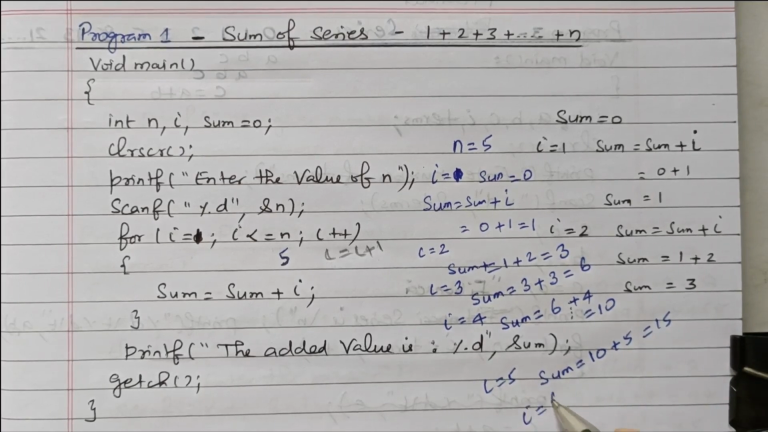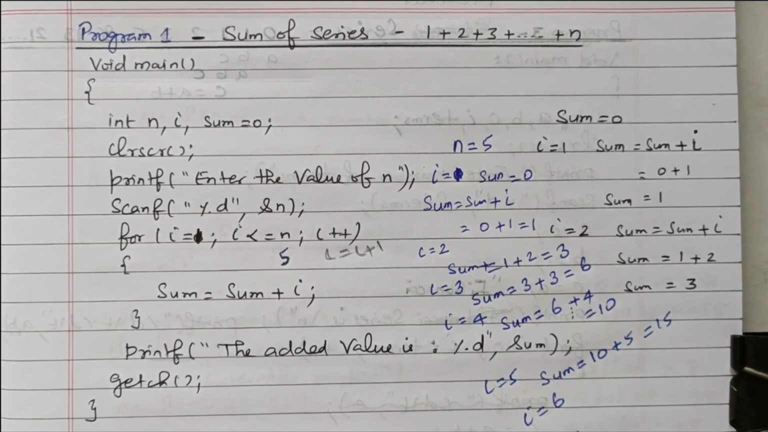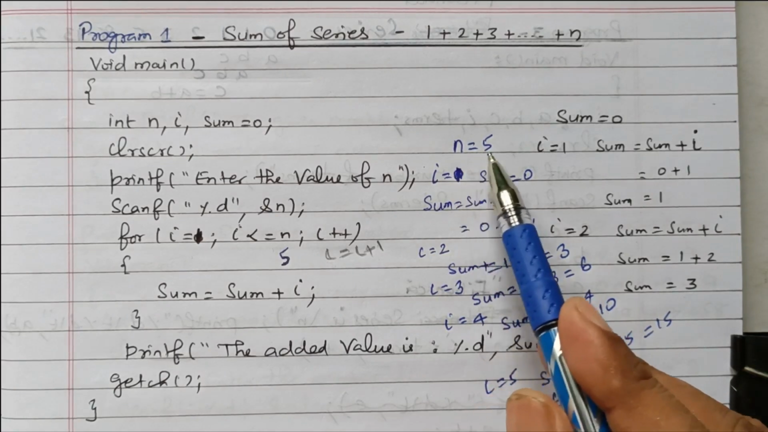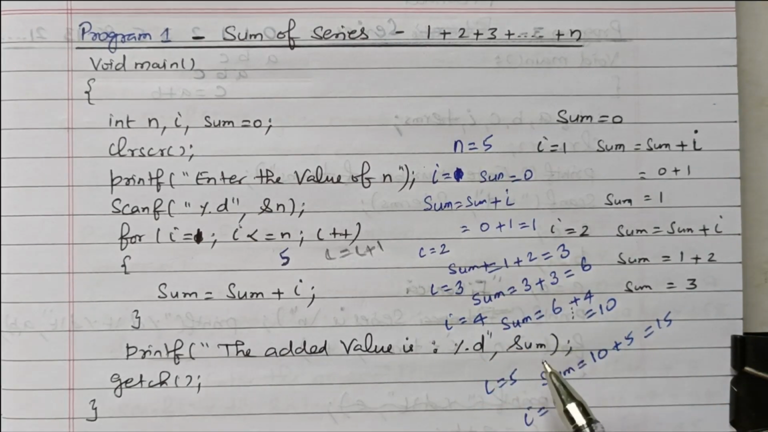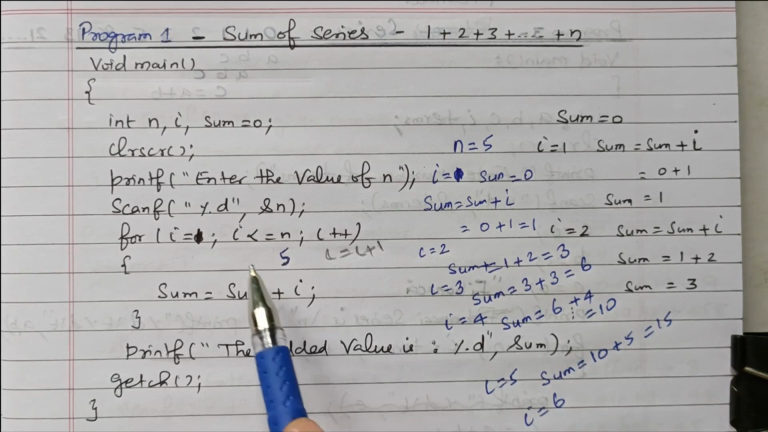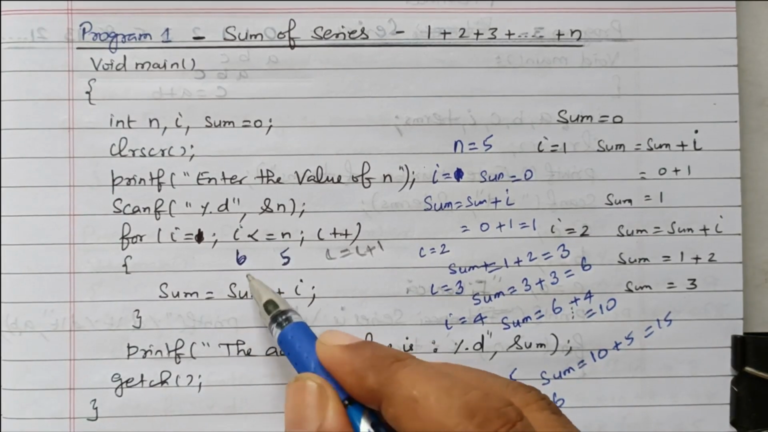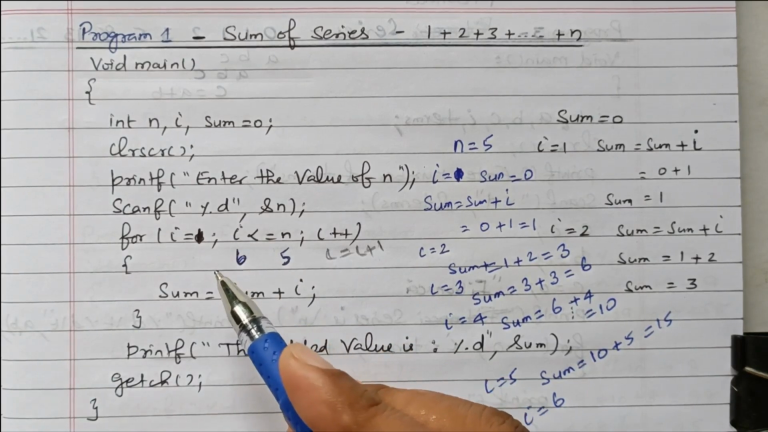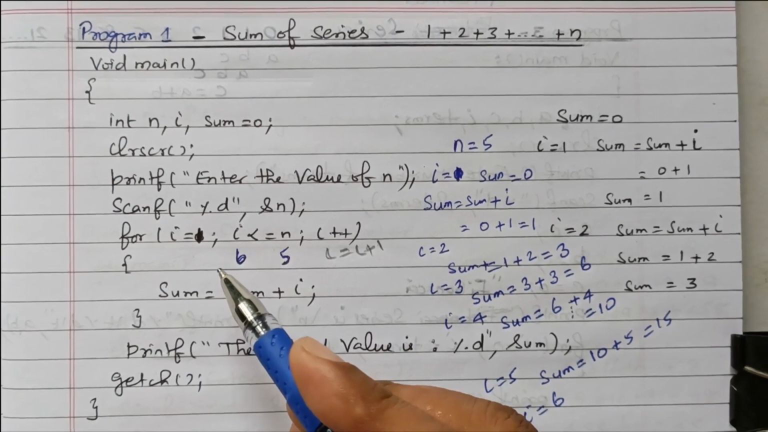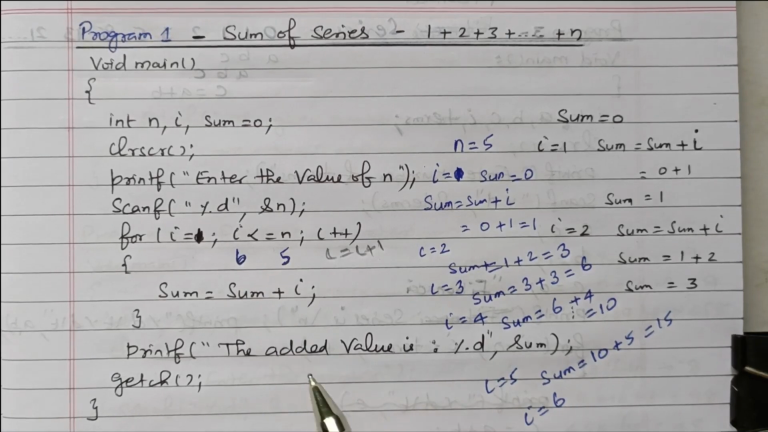Now I equal to 6. So this condition is not satisfied because n equal to 5. We entered n equal to 5. Now I equal to 6 means I less than or equal to n. The I is 6 now, so this condition is not satisfied. Right. So it will stop the process. The for loop will stop the process.